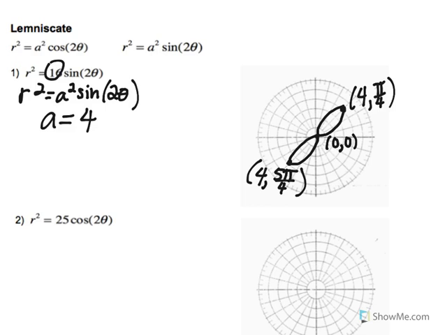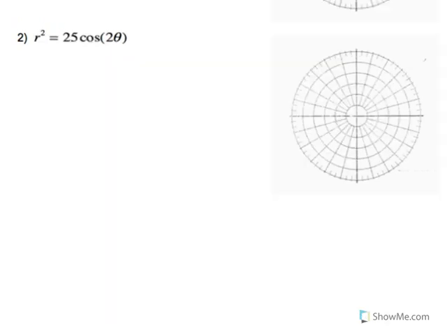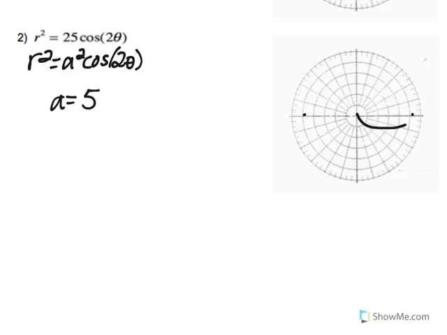And then the lemniscate for cosine is just going to be on the horizontal axis. So let's take a look at that one. Same idea, r squared equals a squared cosine of 2 theta. So in this case, a is going to be 5. And you'll go through 0, 0 and sketch in 2 petals. So 0, 0, 5, 0, and you can either do negative 5, 0 or 5 pi.